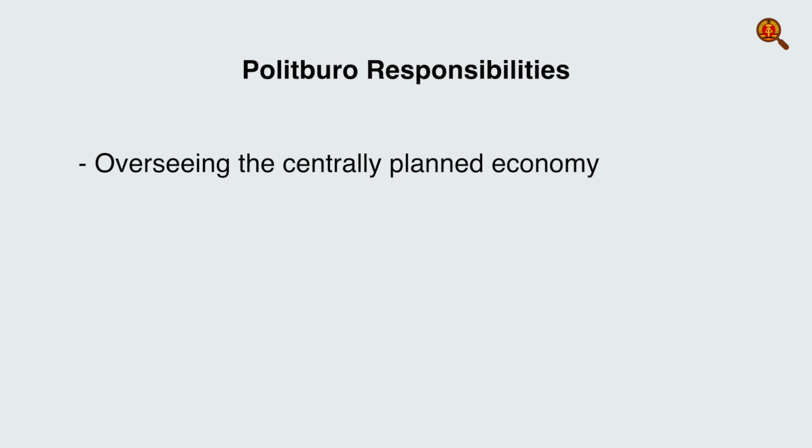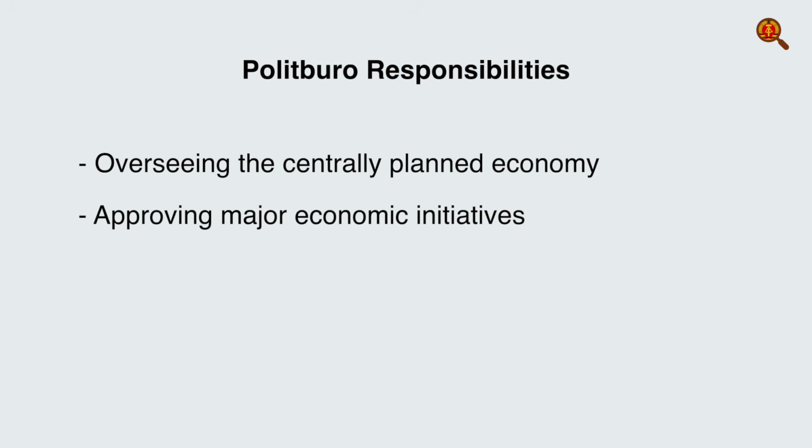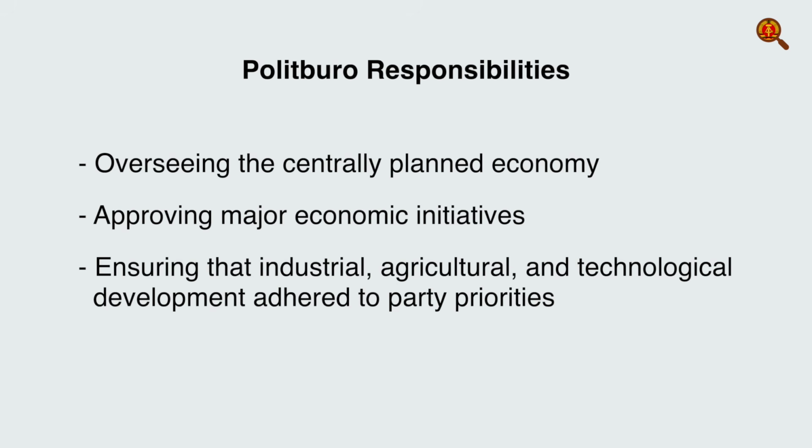It managed and controlled nearly all aspects of state and society and decided on all major political, economic and social policies. The Politburo was responsible for overseeing the centrally planned economy, approving major economic initiatives such as 5-year plans, ensuring that industrial, agricultural and technological development adhere to party policies.